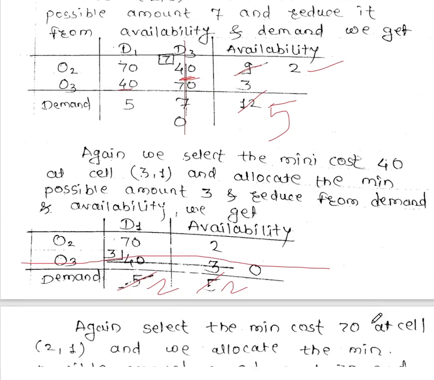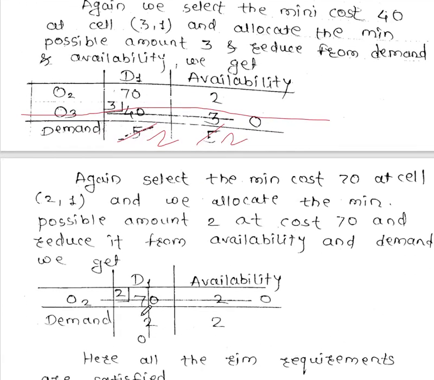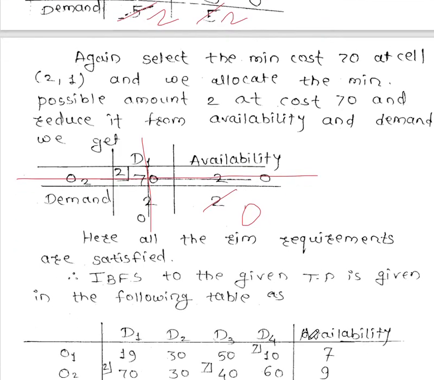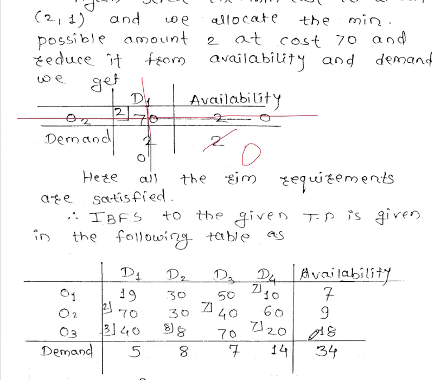The last element is only 70. Here the availability is 2 and the demand is 2. Therefore we can allocate 2 at 70, then subtract from availabilities as well as demand. In this way all the rim requirements are satisfied. Now we will show all the allocations in the final transportation table to find the initial basic feasible solution of the given transportation table.